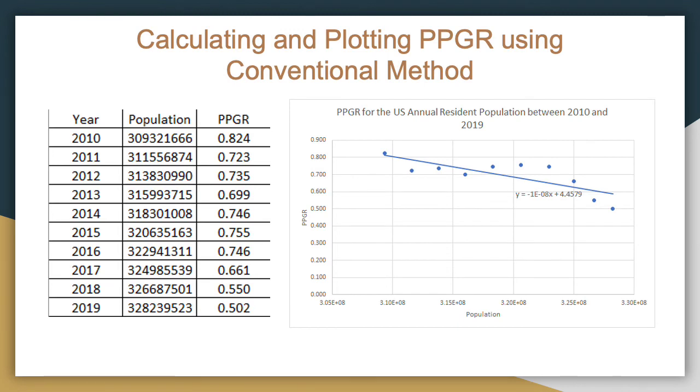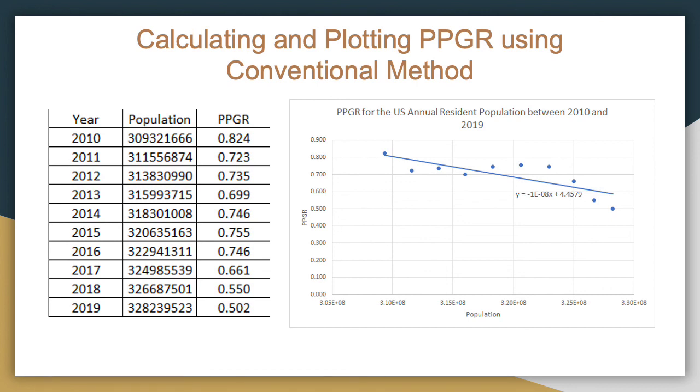In this slide, we are discussing the method of calculating and plotting Ppgr using the conventional method. The table and graph on the slide represent the Ppgr calculated from 2010 to 2019 using the conventional method mentioned in the previous slide. The solid line represents the best fit line. The equation of the best fit line represents the y variable as discussed in the previous slide, which is in the form of a linear equation.